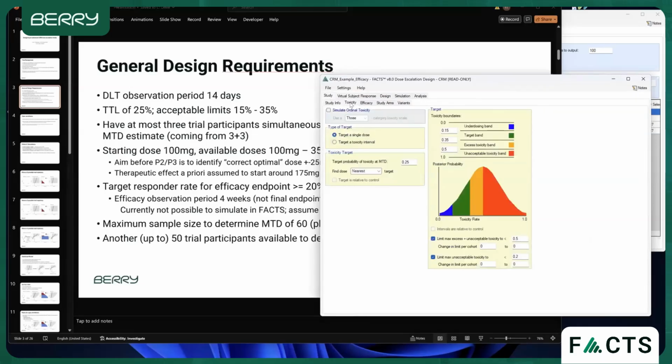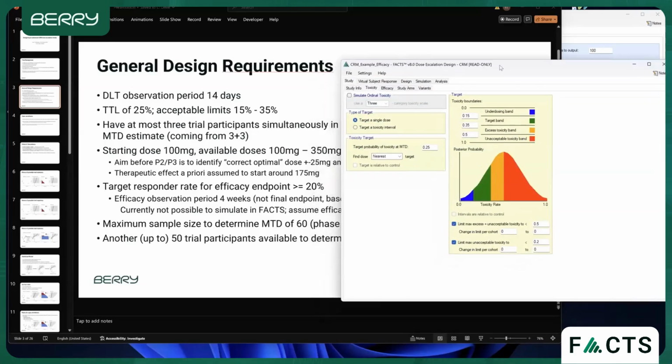And then let's jump to the toxicity tab, where you can specify your target toxicity and the acceptable limits around that. You can see I've specified the target to be 25%, in line with what we mentioned before. And then the acceptable limits are 15% to 35%. So this is the band around the target. That's the target band. Anything below that is considered underdosing, and everything above that is considered overdosing. And then FACTS also has this notion of completely unacceptable toxicity. But basically it means everything that's above 35% is unacceptable.